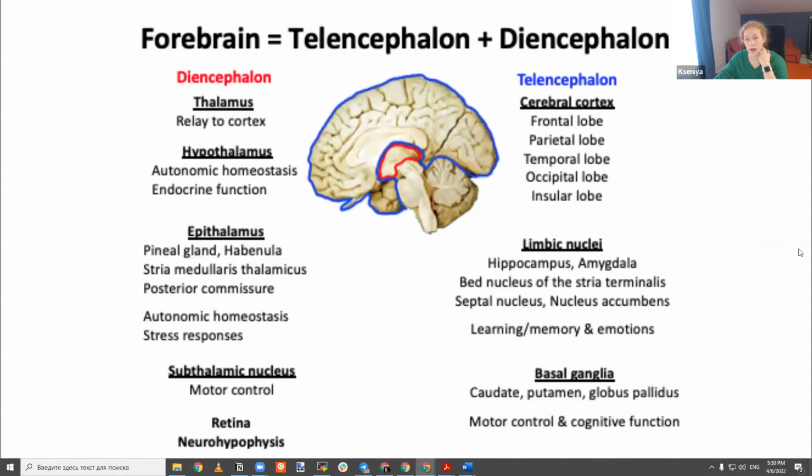The forebrain controls body temperature, reproductive functions, eating, sleeping, and the display of emotions. And the forebrain has two parts, the diencephalon and the telencephalon.